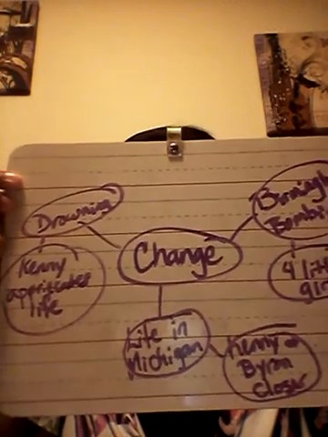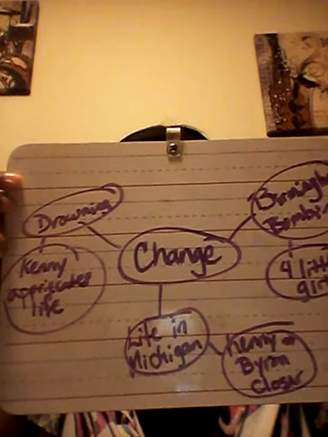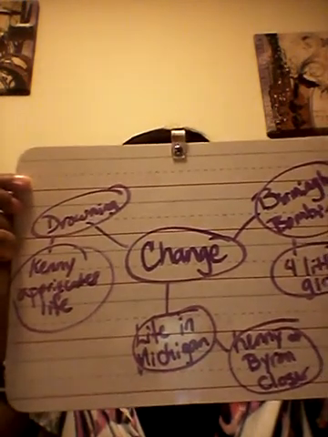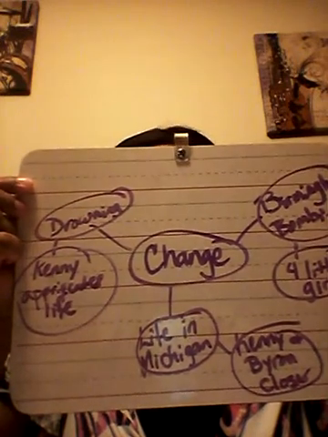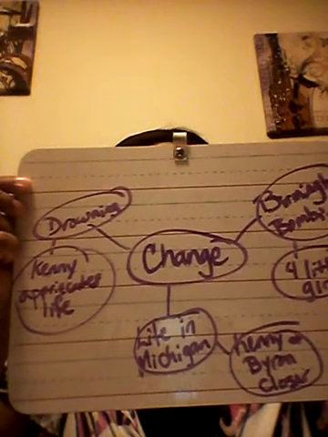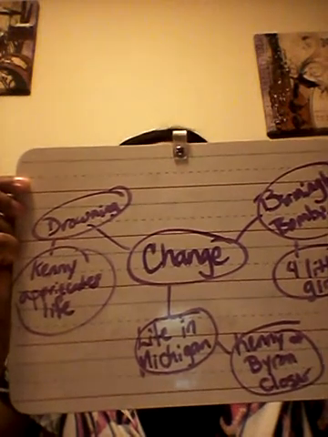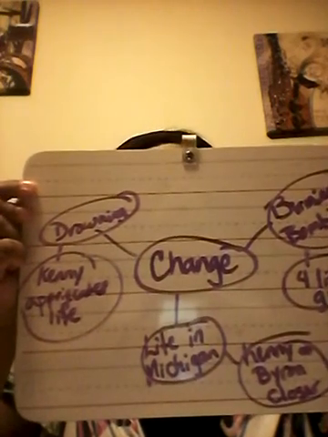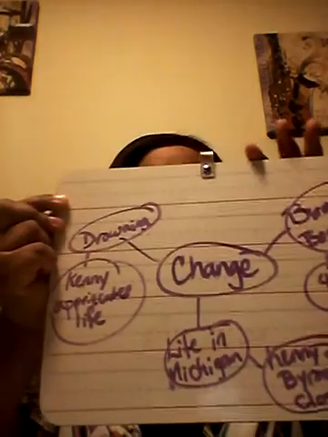As you can see, I have the word change in the middle. And from change, I have 3 other topics coming from it. One being about the Birmingham bombing, another about the life that the 2 main characters have in their hometown, and also about the drowning that one of the characters has. And from there, you could see that I also had extra details coming from the second main idea.